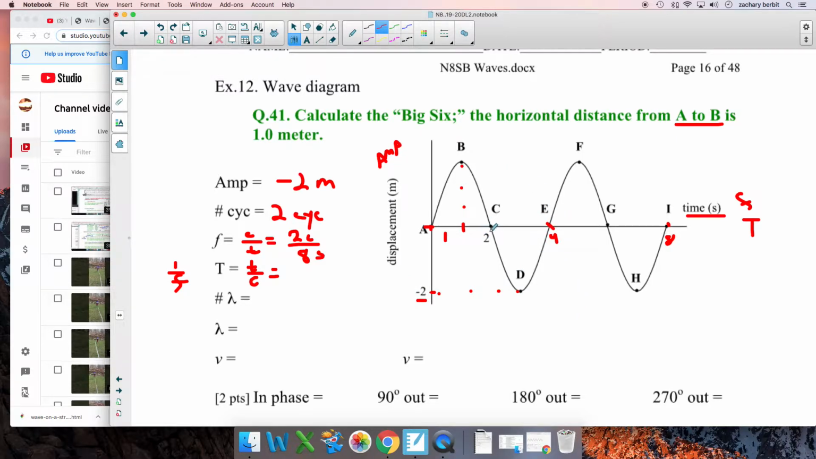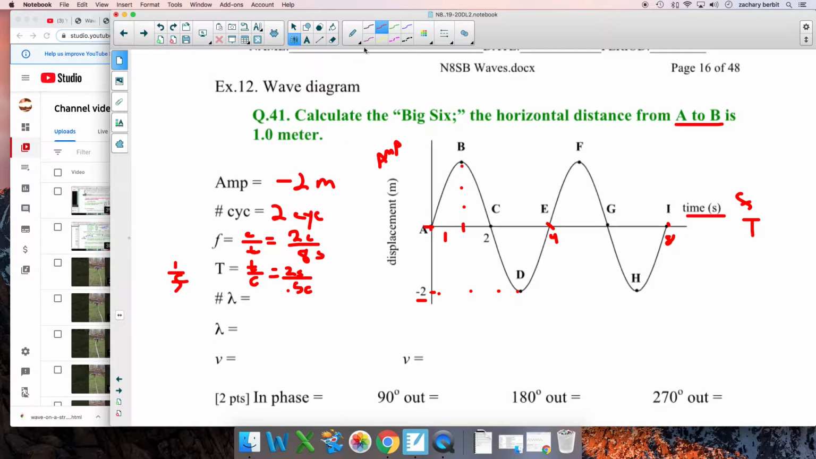Heck, you could even have done it here. You could say half cycle from A to C took 2 seconds. So I'll put that one in there. It really doesn't matter which one it is. They all come out exactly the same. 2 seconds per half cycle comes out to 4 seconds per cycle.